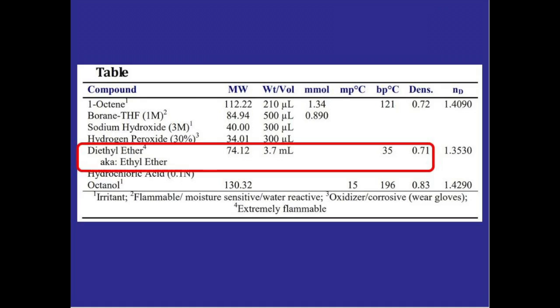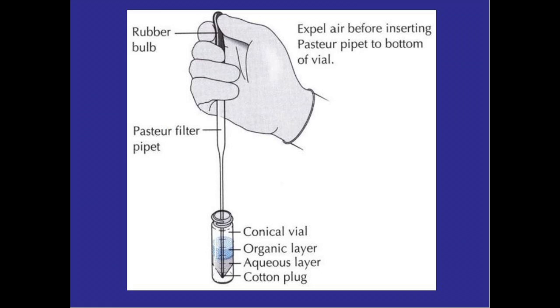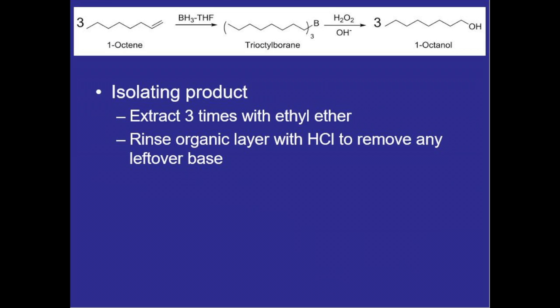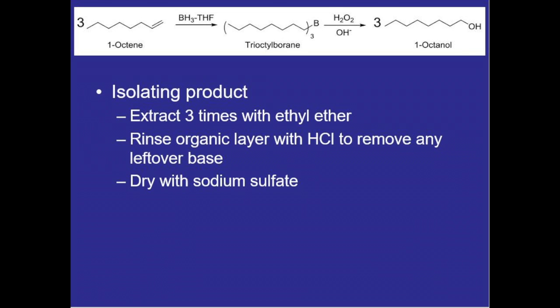So when we do our extractions, the organic ether layer containing our product will be on top of the aqueous layer. We'll rinse those extracts with some HCl just to remove any leftover base from the oxidation step. Then we'll dry that organic layer with sodium sulfate to remove any water and evaporate the ether solvent, hopefully leaving our octanol with possibly just some unreacted 1-octene from the initial reaction.